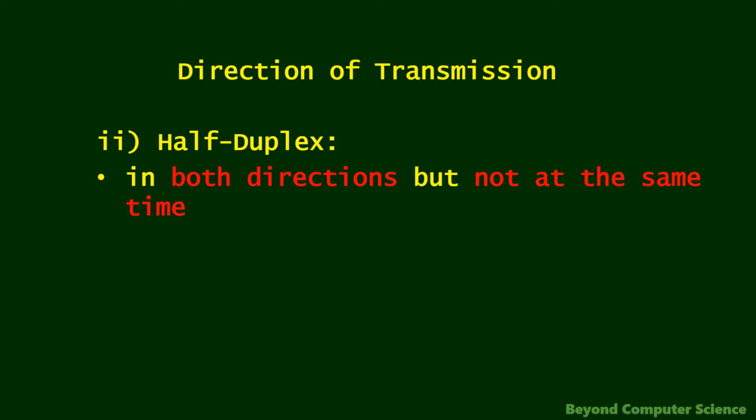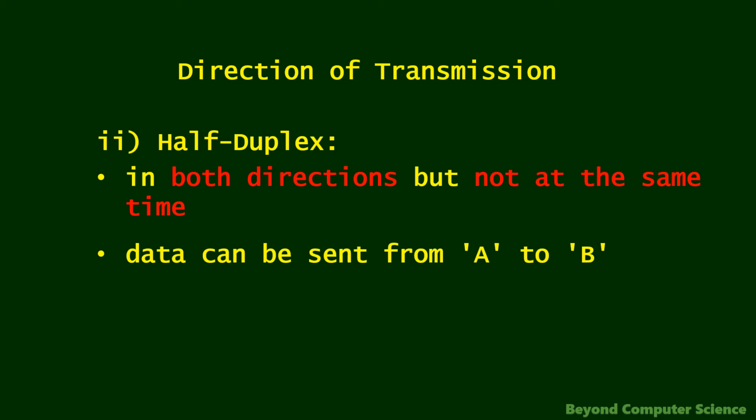Second one is half duplex. What happens in half duplex? In both direction means sender can sometimes receive as well. Sender has the capability to receive the data as well, but not at the same time. Means when it is receiving, it can only receive. When it is sending, it can only send the data.